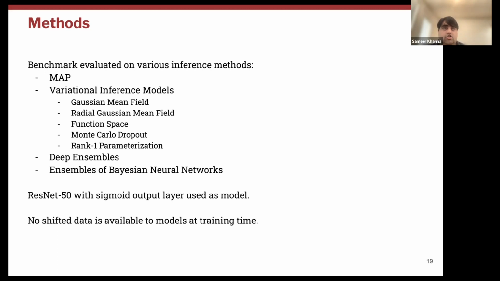At training time, no shifted domain data is provided to the models. This is meant to simulate scenarios where we do not know what data or distributional shift the model might incur during deployment and thus cannot make assumptions about it at training time.